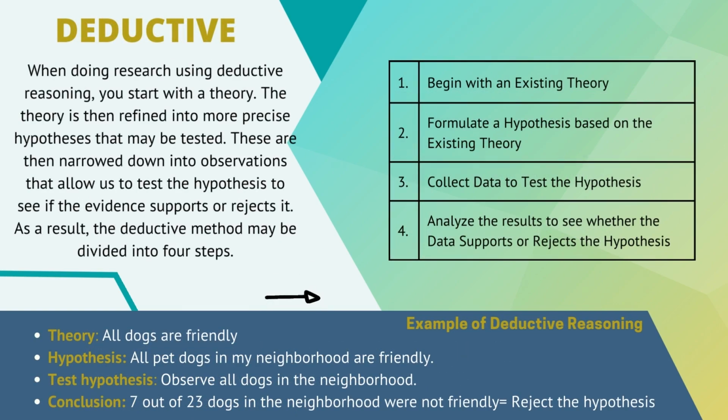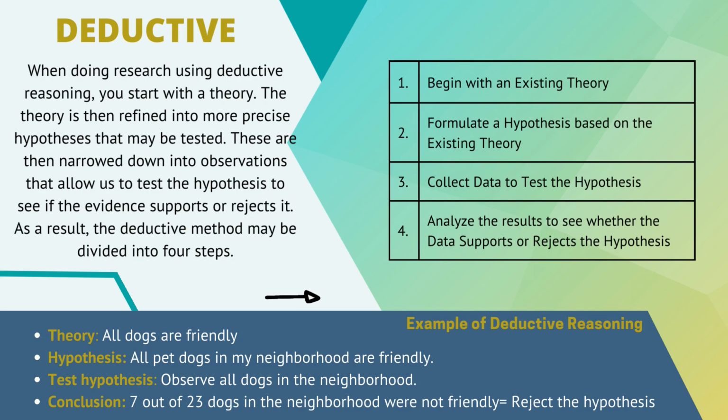When doing research using deductive reasoning, you start with a theory. The theory is then refined into more precise hypotheses that may be tested. These are then narrowed down into observations that allow us to test the hypothesis to see if the evidence supports or rejects it. As a result, the deductive method may be divided into 4 steps.